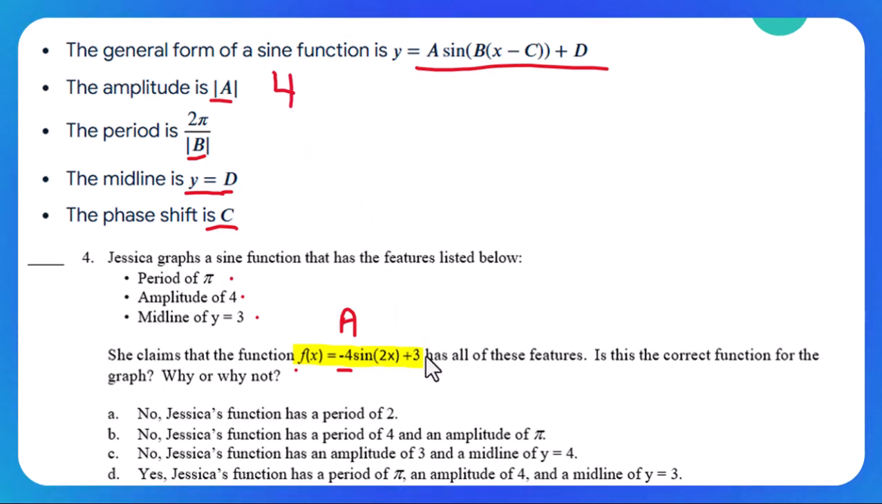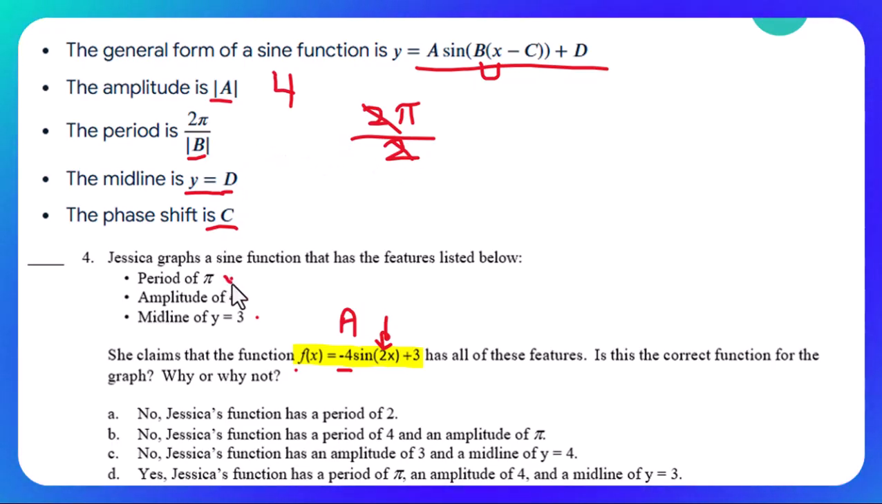So the absolute value of negative 4 is just 4. All right, now we're going to find the period. The period we get by the number that's being multiplied. Where is it? It's being multiplied to the x. So that would be the b. All right, so we're going to take 2 pi, and we're going to divide this time, not multiply. Divide by the absolute value of 2, which is 2, and 2 over 2 is 1. So our period is pi.